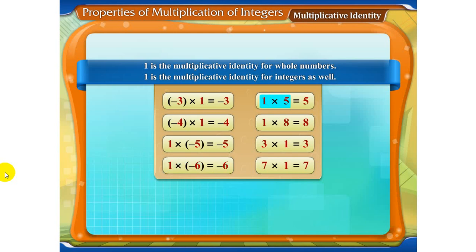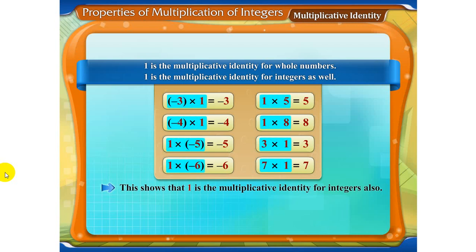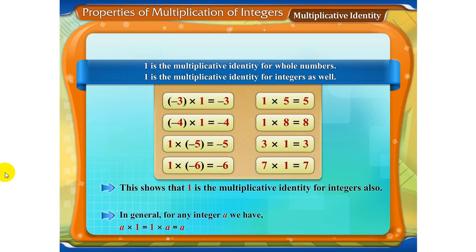1 multiplied by 5 is equal to 5. 1 multiplied by 8 is equal to 8. 3 multiplied by 1 is equal to 3. 7 multiplied by 1 is equal to 7. This shows that 1 is the multiplicative identity for integers also. In general, for any integer a, we have a multiplied by 1 is equal to 1 multiplied by a, which is equal to a.